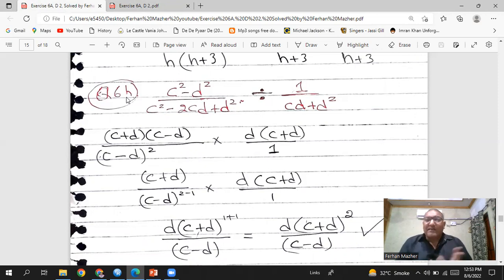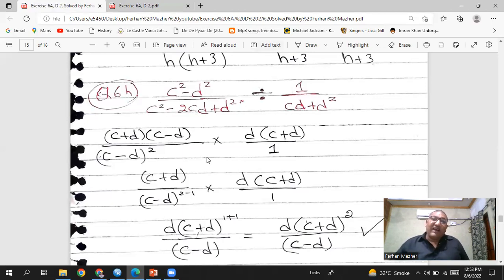Okay, so you have c square minus d square. These are two perfect squares with a negative between them. So we can apply the formula a square minus b square is equal to a plus b, a minus b. So you can see here we have written c plus d in one bracket, c minus d in the other bracket. Downstairs here, you have c square minus 2cd plus d square. This is the exact formula of c minus d whole square.